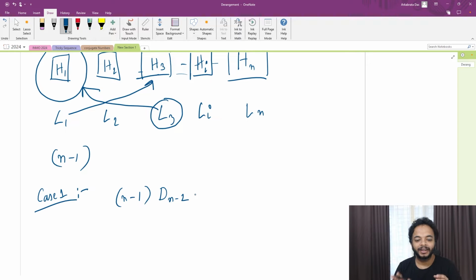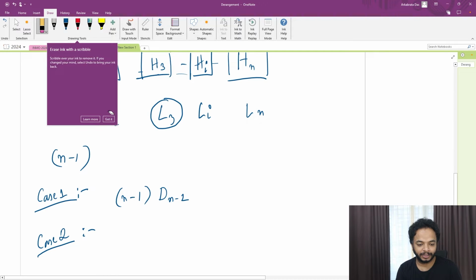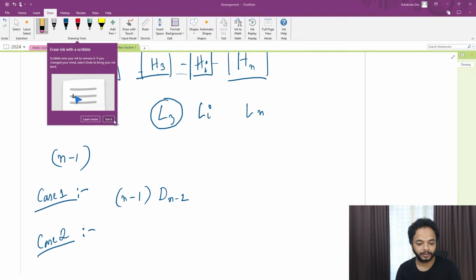So this is the case. Now the other case is that in case 1 the ith letter went to house 1, so the other possibility is that it won't go to house 1. So these are the two cases which are exhaustive in nature. So case 2, now try to imagine the scenario, what is happening actually.